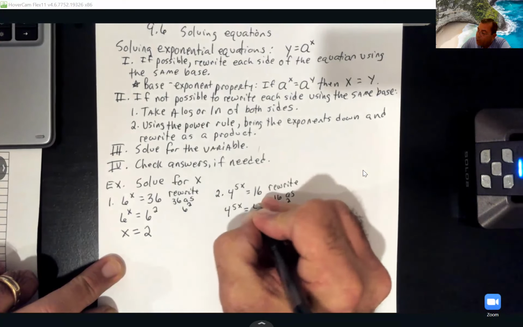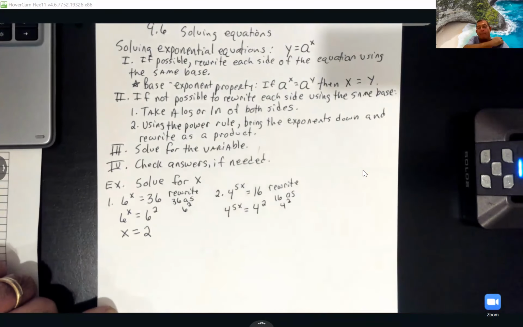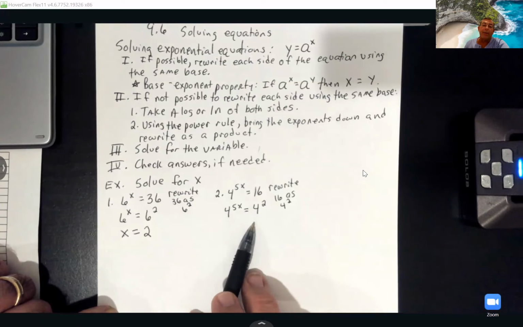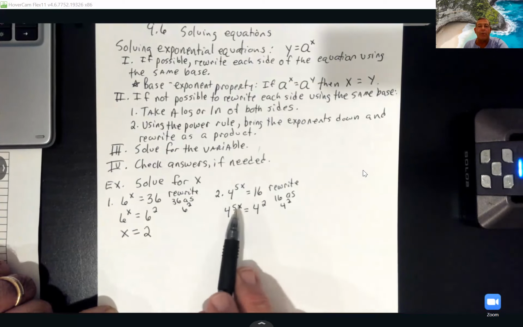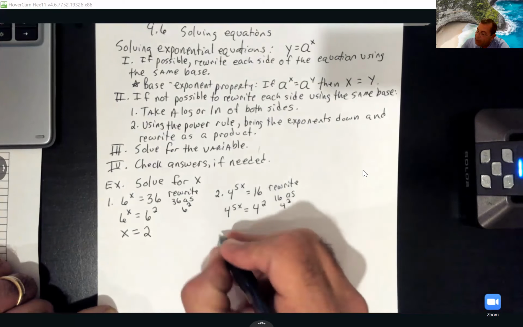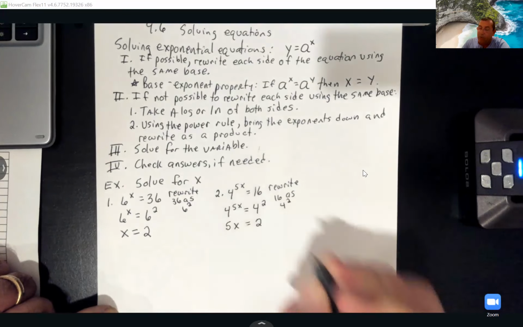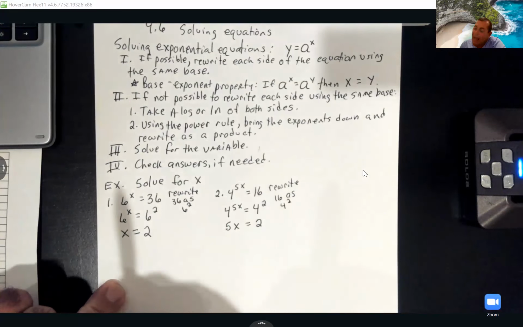That's going to equal 4 squared. Well, y'all look at this. The bases match. So that means the exponents are going to be equal to each other. So that means 5x has got to equal 2. So what's going to happen on this one?